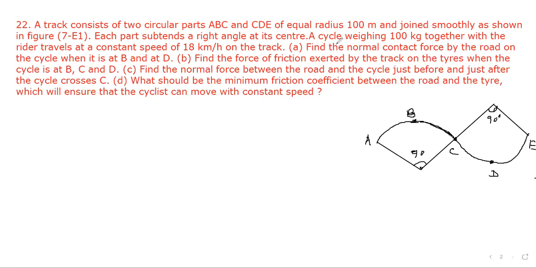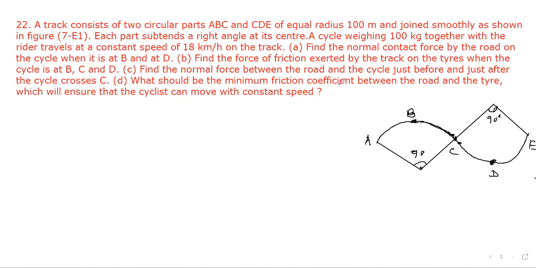Now, a cycle weighing 100 kg together with the rider travels at a constant speed of 18 km per hour on the track. Find the normal contact force by the road on the cycle when it is at points B and D. Here and here we have to find the normal contact force. Then find the force of friction exerted by the track on the tires when the cycle is at B, C, D. In these three situations we have to find the friction. And then find the normal force between the road and the cycle just before and just after the cycle crosses C, at this point and at this point.